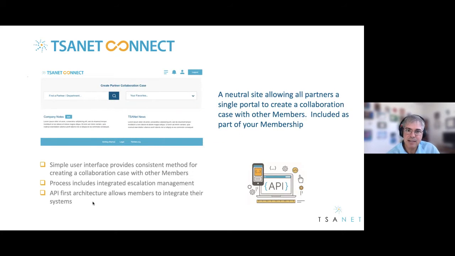So, just a quick overview on TSANet Connect. As Dennis indicated, it is our platform for collaboration. It's replaced a couple of legacy systems, and a majority of our members have moved over. I have a slide that will highlight exactly where we are with that. But it's an extremely simple system to use.